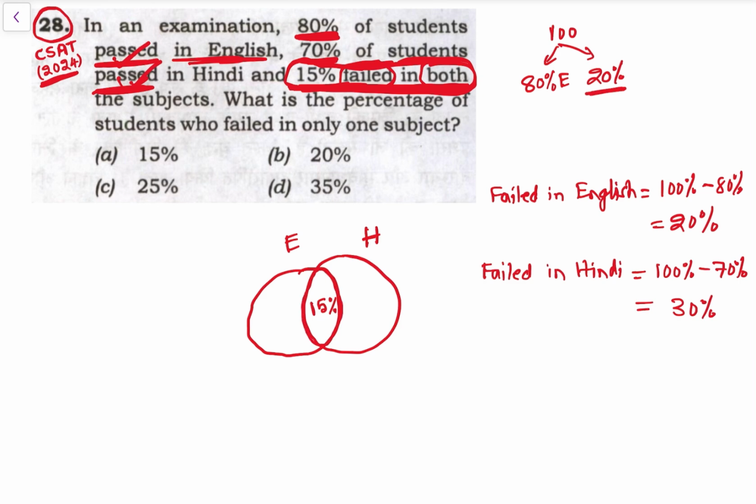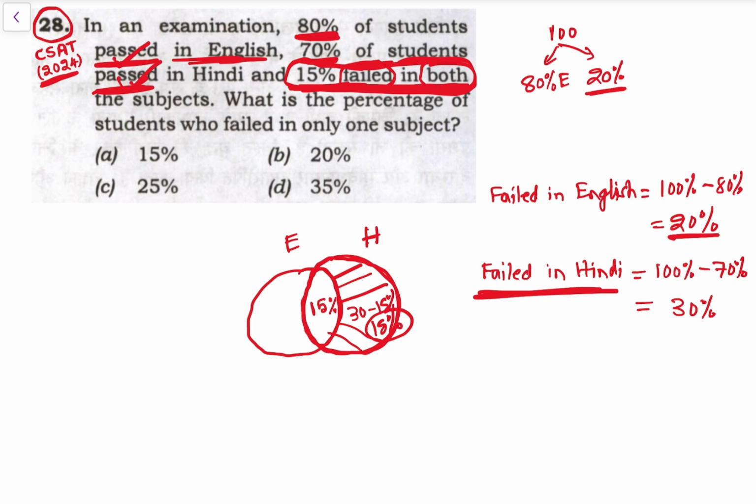However, see, this is failed in both. Now, failed in Hindi is 30%, but the 15% is already the ones who failed in both. So the ones who failed only in Hindi is 30 minus 15%, so that is 15%. So 15% failed only in Hindi.